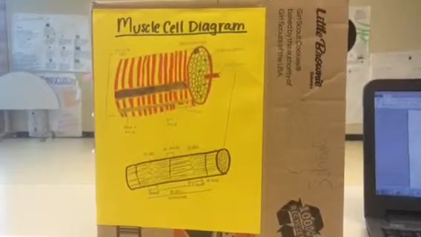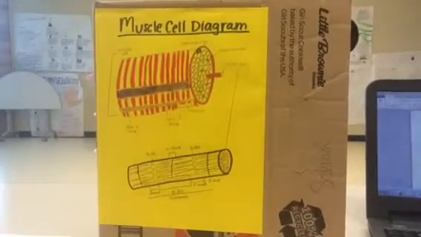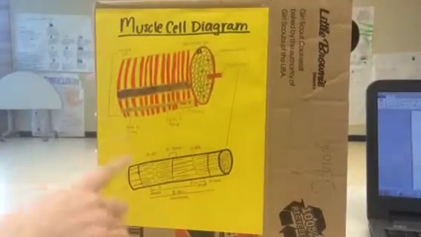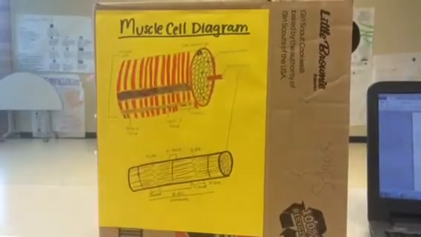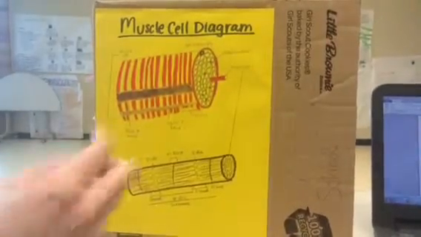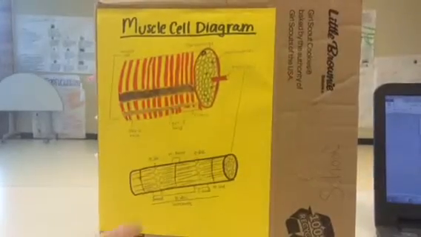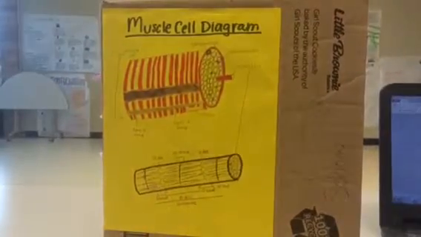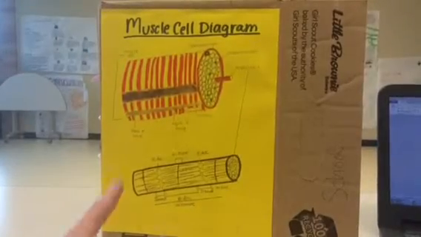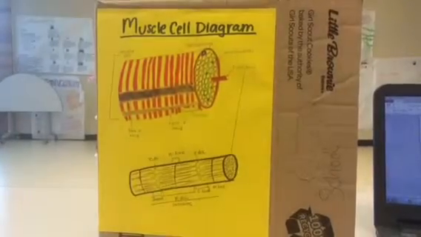The M line is the middle of the sarcomere. The Z disc is the end of the sarcomere. The H zone is the distance between ends of thin filaments. The I band is the distance between thick filaments, and the A band is the total length of thick filaments.